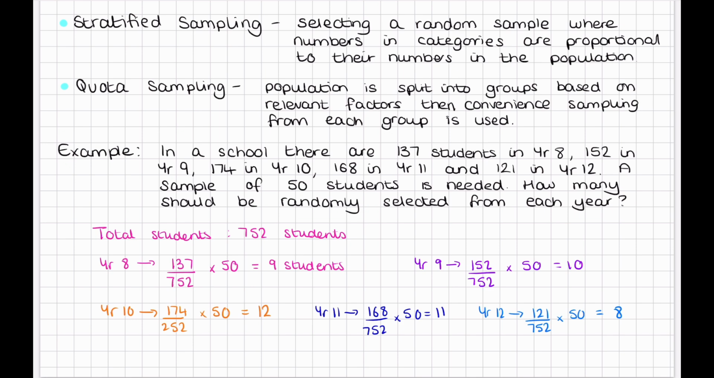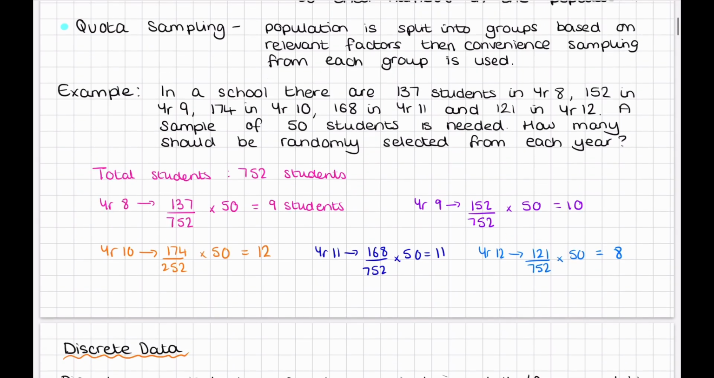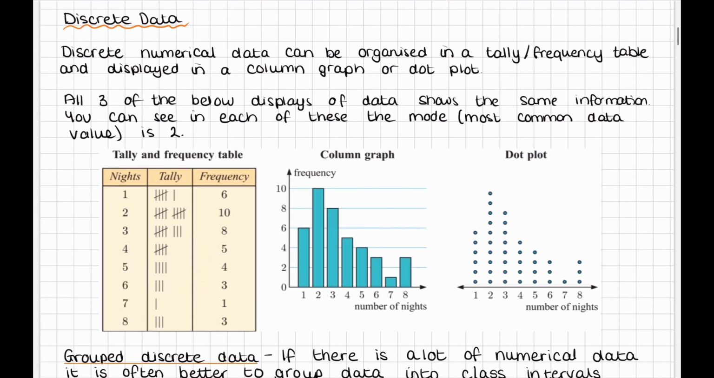So there you have it. I've got how many students I need from each year level, and if you add all those numbers together, you will see I will get my sample of 50. Right, let's carry on with looking at some discrete data.